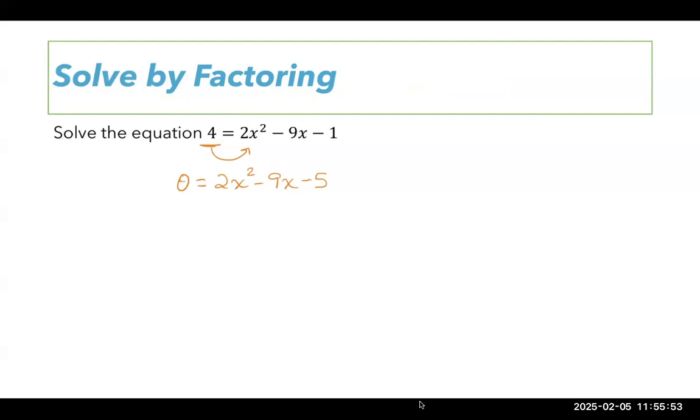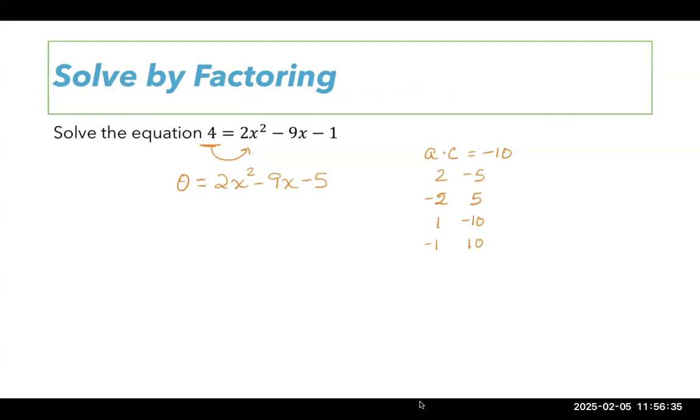And now I can look to see if factoring is an option. If you're not sure about factoring this with that 2 as a leading coefficient, you can go back to my properties and operations video to see how to do this. The way I do this is I look at a times c, which is going to be a negative 10. Then I look at all of the factor pairs of negative 10. So I've got a 2 and a negative 5. I've got a negative 2 and a positive 5. Then I've got a 1 and a negative 10. And I've got a negative 1 and a positive 10.